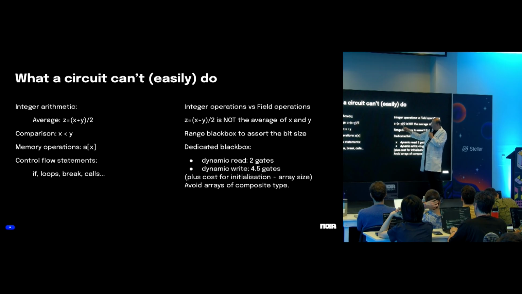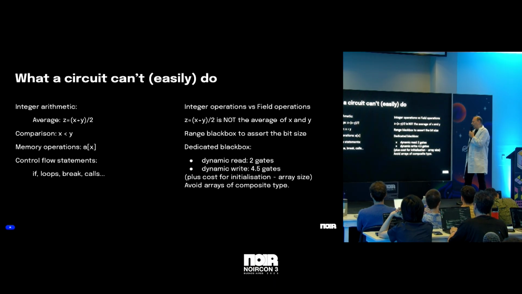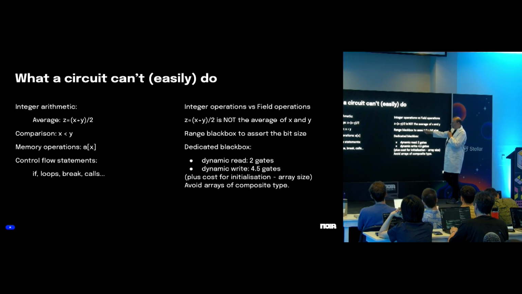This computation is not the average of the x and y. And the reason is because 1/2 is not 0.5, it's a big integer number. We are in a prime field, remember, okay?